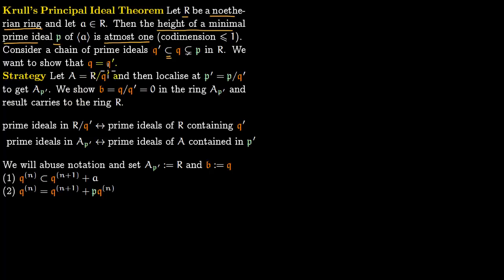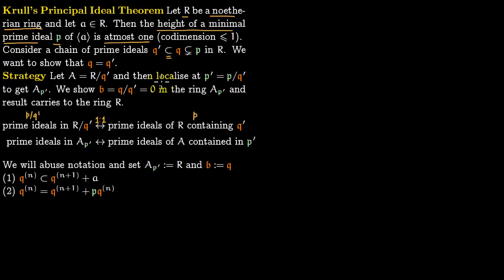So our strategy is this: you start with this ring R and then you modulo out with Q prime. So you have this ring A, which is R modulo Q prime, and we have this one-to-one correspondence here. Prime ideals in R modulo Q prime are precisely prime ideals of the ring R which contain Q prime. So this P contains Q prime, so this P will become a prime ideal here, but its form here is P modulo Q prime. So we have this ideal P prime which is set as P modulo Q prime.